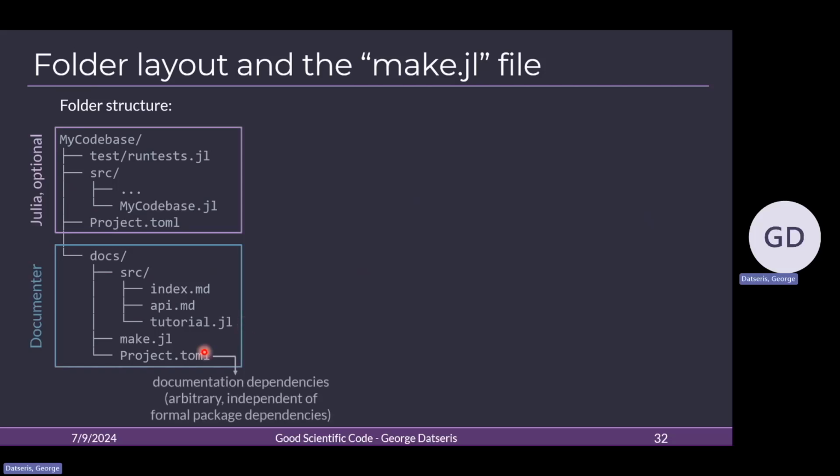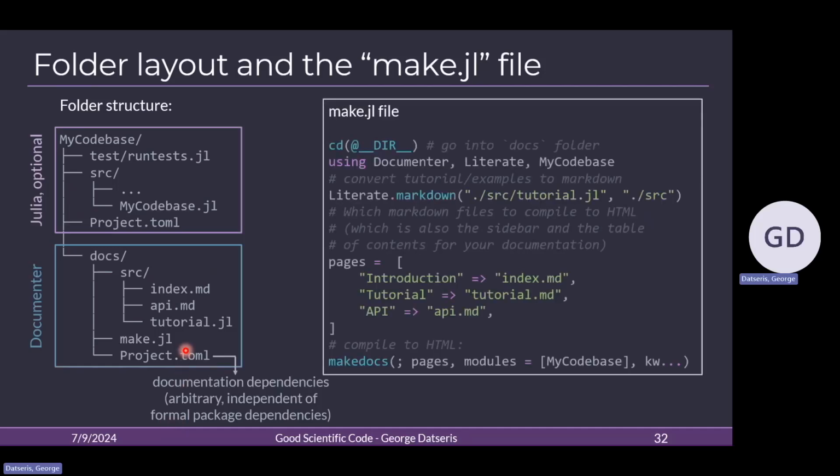Now, the important file here is this project.toml that has the dependencies that you need to build your documentation. These are, in general, arbitrary and completely independent of your formal package dependencies if your code base is also a Julia package. So these can be anything that you need to run the documentation. So anything that you use in your tutorial, for example, any package. The other key file here is this make.jl, which is a Julia file that uses Documenter and creates your docs.